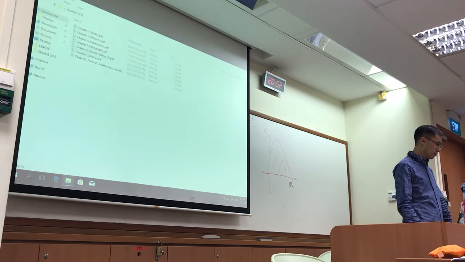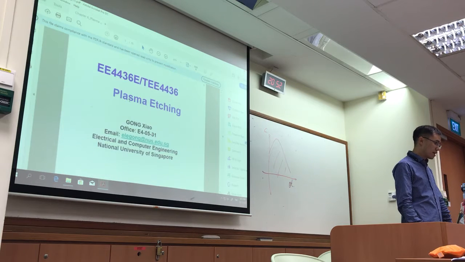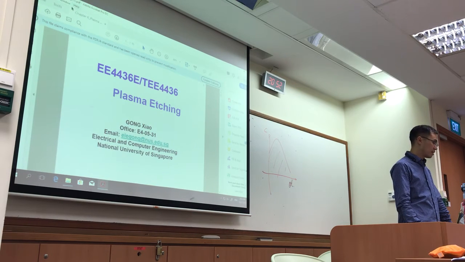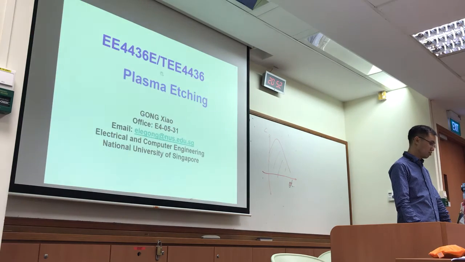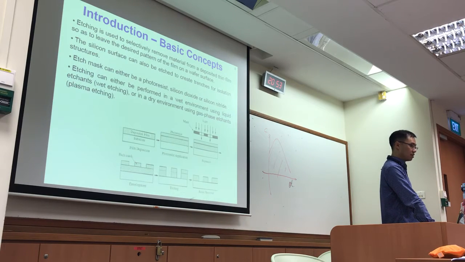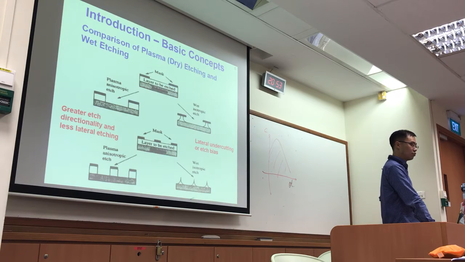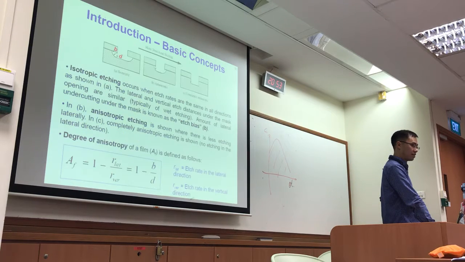Okay, now let's go to the plasma etching. Plasma etching first: chemical etching, wet etching and dry etching. What's the advantage and disadvantage? And talk about plasma etching. What is selectivity? How to calculate selectivity? What is the directionality? How to calculate the degree of directionality?